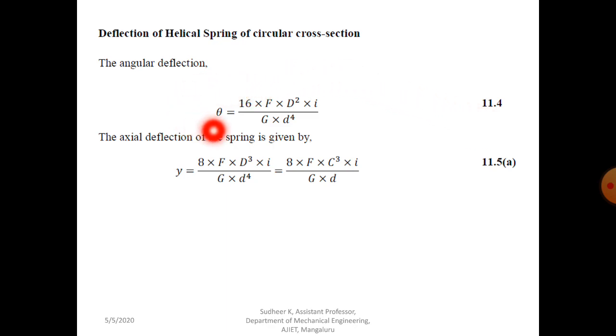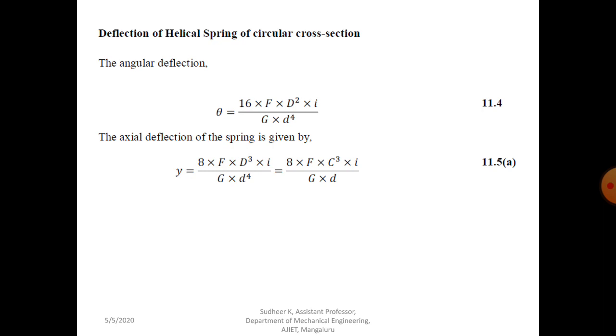The previous shear stress equation and this angular deflection, along with the actual deflection in the spring, are very important to solve problems. Now how to find the actual deflection of the spring? The actual deflection of the spring is denoted by small letter y. For small values of theta, it is given by theta into the length of the bracket. The length of the bracket is capital D by 2, which is nothing but the radius.